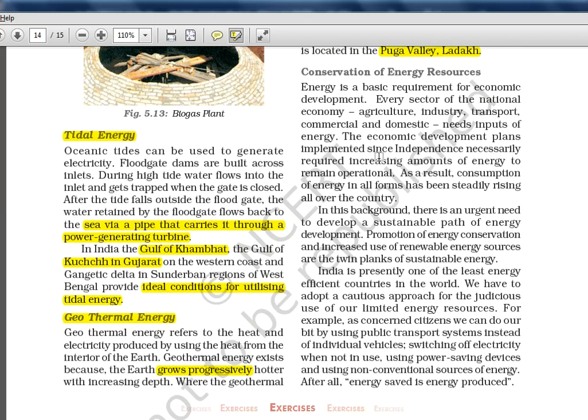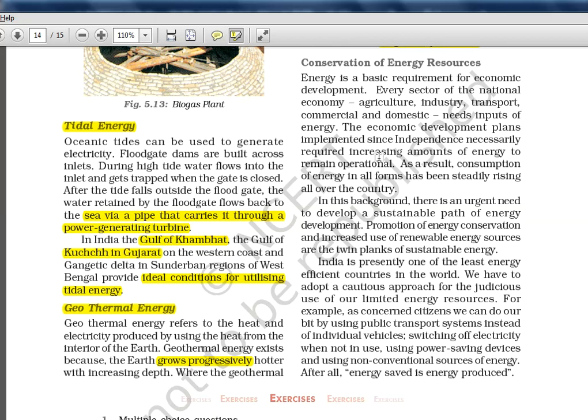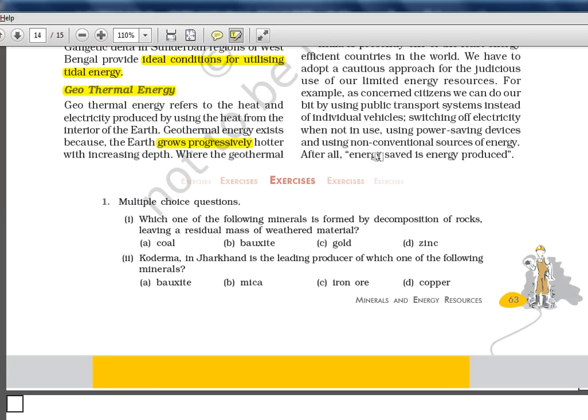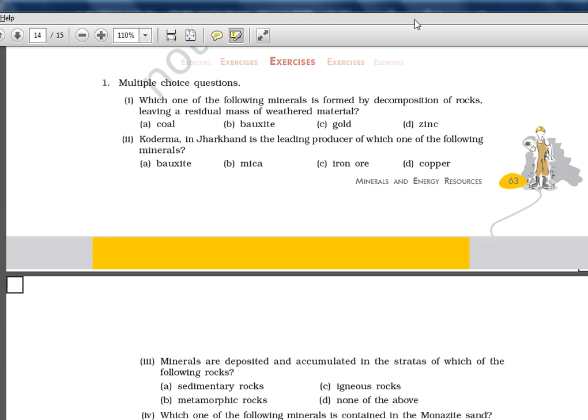Now conservation of energy resources, again not much important. We'll see again transportation, communication, and all those related industries for energy resource. We'll see in subsequent chapters. MCQs, not sure if it's good questions.